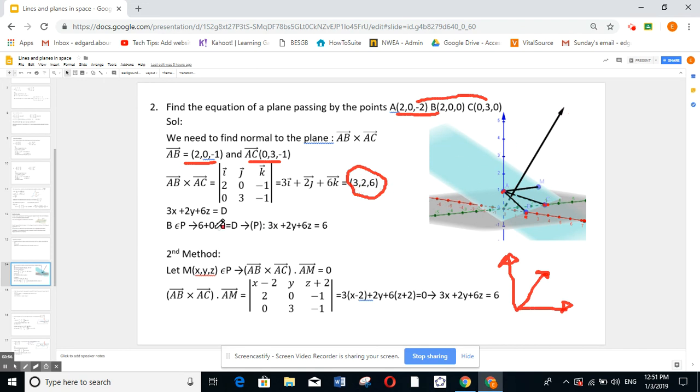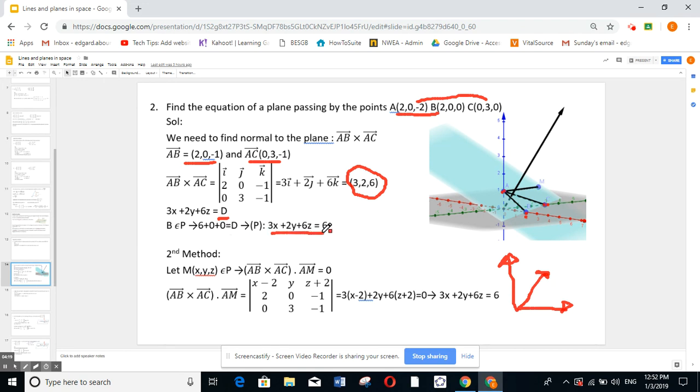Since I have the normal, the equation will be 3x plus 2y plus 6z equal to d. I need to find d. I have three choices. Either I replace by A, or I replace by B, or I replace by C. If you replace by B, for example, because I have two zeros here, I just put x is 2. So I'm going to get d is 6. This will be the equation of plane P.